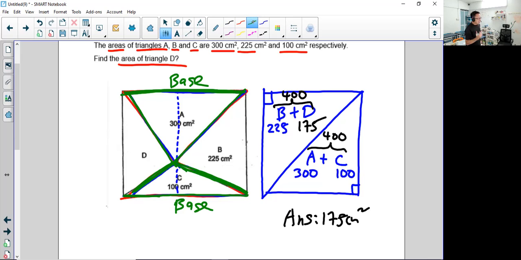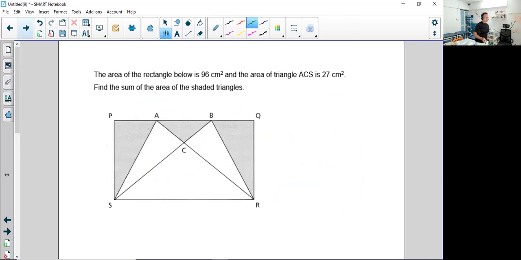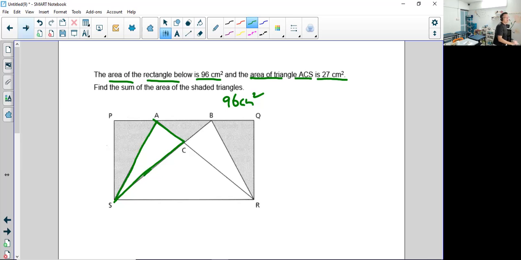Okay, so using the same method, let's look at another example, the last one, and it gets harder. But the method is still the same. Now the area of the rectangle below is 96 centimeters square. So the entire area is 96, and the area of triangle ACS is 27. So where is ACS? Over here. This is the area of the triangle, which is 27. Let me just put 27 there, centimeters square.